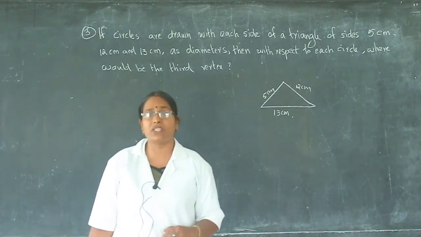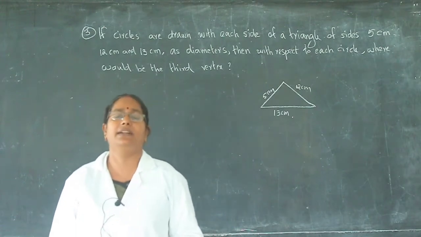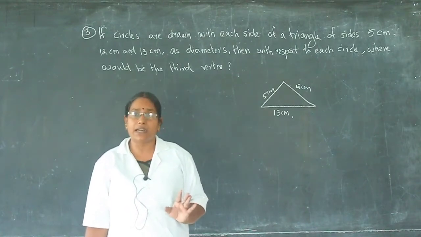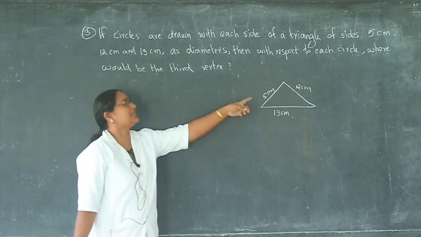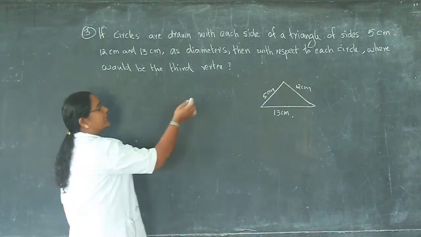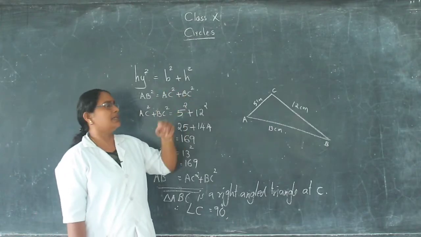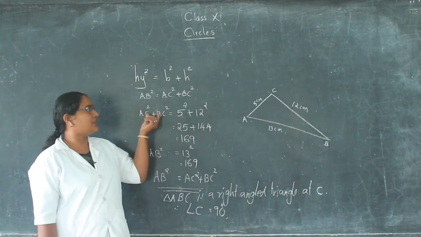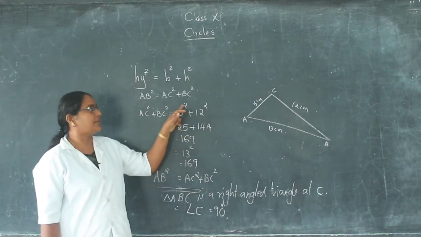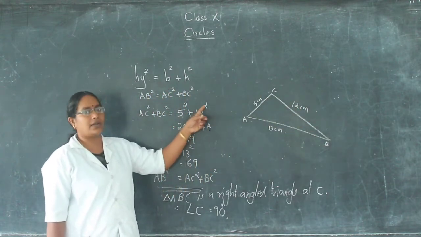If the sum of squares of two sides is equal to the square of the third side, we get one angle of 90 degrees. It is a right angle triangle. Let us name the triangle ABC. First, AC square plus BC square. AC is 5 centimeter, therefore 5 square. BC is 12 centimeter, therefore 12 square.